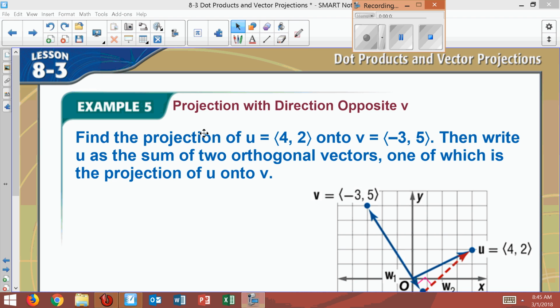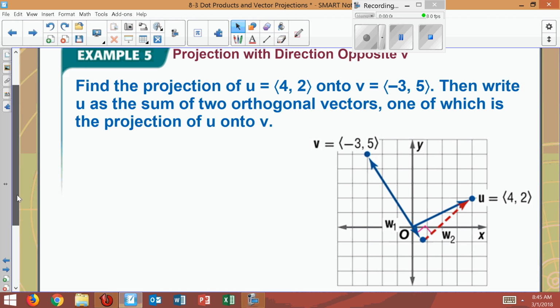Example 5, we're going to do a projection again. This time, though, the direction is going to be opposite of v. So as you look at this picture, we want to have the projection of u onto v. So we do want to take this and transpose it onto this vector. But as we see, since this is past 90 degrees, if we transpose it on, it would be laying on the vector going backwards. So let's see what happens here.